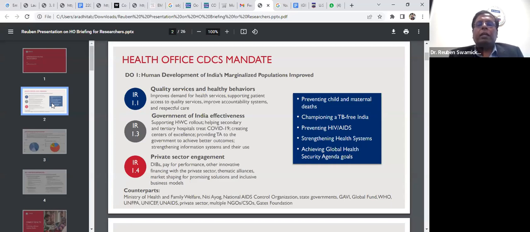I'll direct your attention to the box on the right, which basically talks about the areas that we work in. Firstly, preventing child and maternal deaths. That's our big portfolio, and we have been working on it for a number of years. As background, USAID has been in India for over 70 years. We are not yet at 75, but we set up office here a little after India's independence. We are located at the US Embassy in Chanakyapuri.